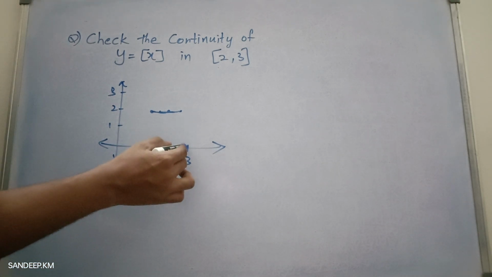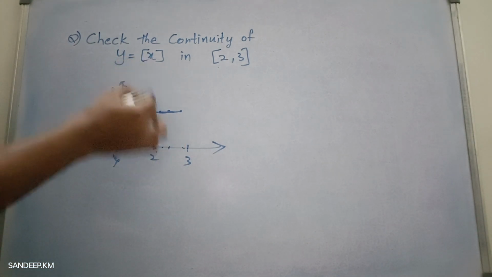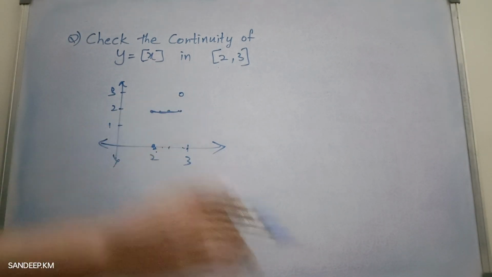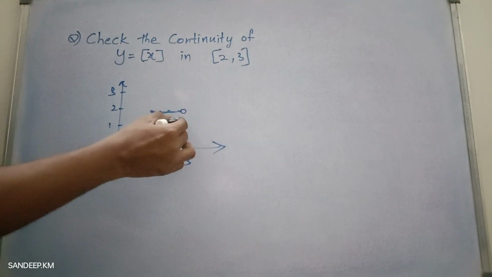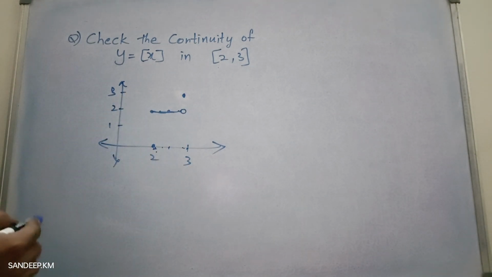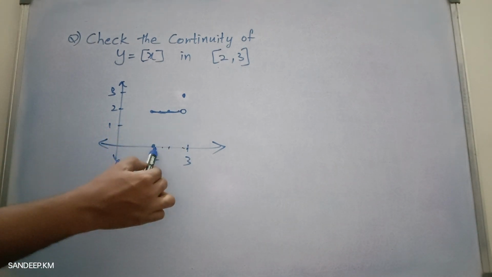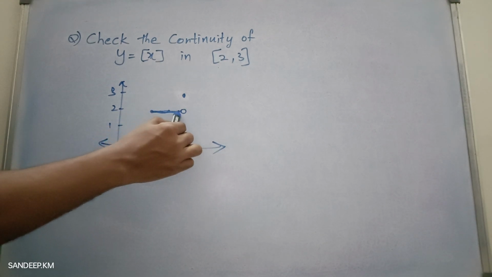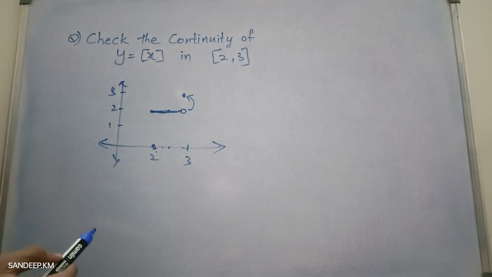But what if the input is 3? Step of 3 is not 2. Step of 3 is equal to 3. So, step of 3 is not 2, open hole, and step of 3 is 3. I cannot draw the graph of y is equal to step x continuously in the interval 2 to 3, because exactly at the endpoint it is having a jump. You can see that.